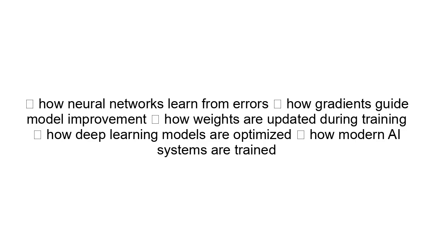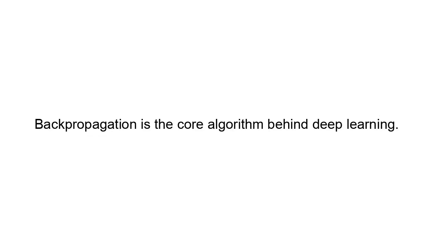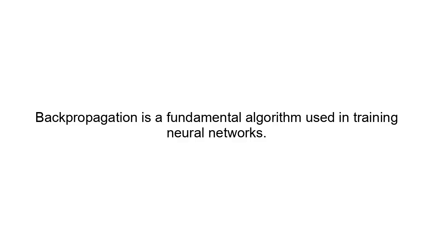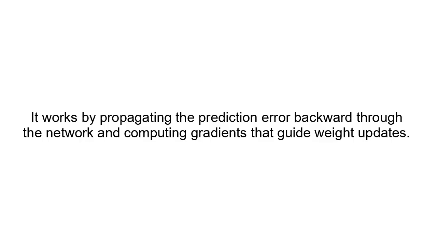Concepts learned from backpropagation. Understanding backpropagation helps learners understand how neural networks learn from errors, how gradients guide model improvement, how weights are updated during training, how deep learning models are optimized, and how modern AI systems are trained. Backpropagation is the core algorithm behind deep learning. Simple definition: backpropagation is an algorithm used to train neural networks by calculating errors and updating weights to reduce the loss.